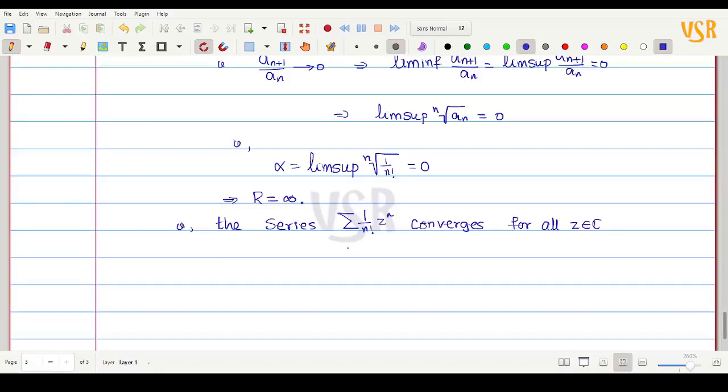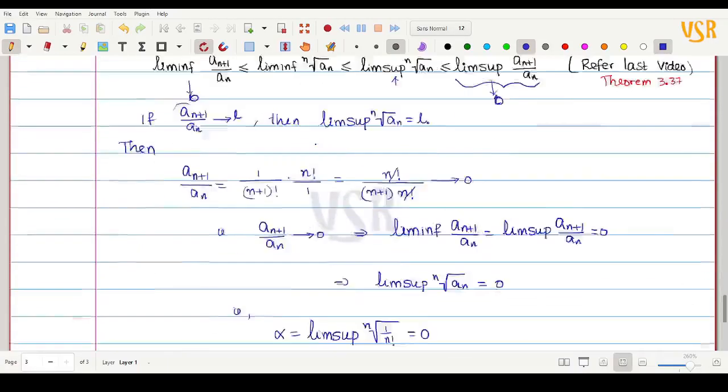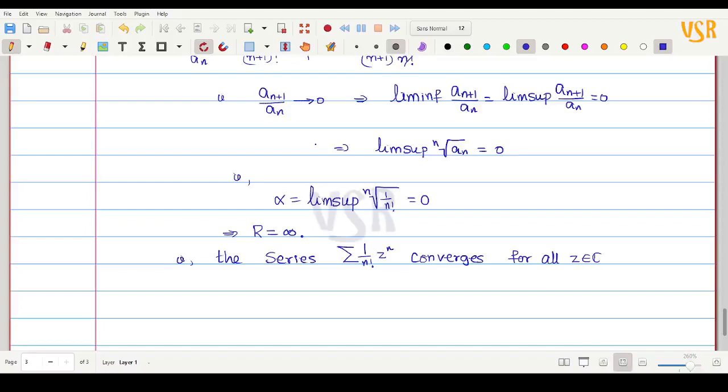ஓகேங்களா, ஏன் அப்படின்னா mod z is less than infinity அப்படின்னா என்ன, எந்த காம்ப்ளெக்ஸ் நம்பர் கொடுத்தாலும் this series will converge. போன ப்ராப்ளத்துல பாருங்க this series will converge exactly at z equal to 0 மட்டும் தான். வேற எதுலயுமே இந்த series converge ஆகாது, whereas this series will converge to every point of z. எந்த பாயிண்ட் கொடுத்தாலும் this will converge.